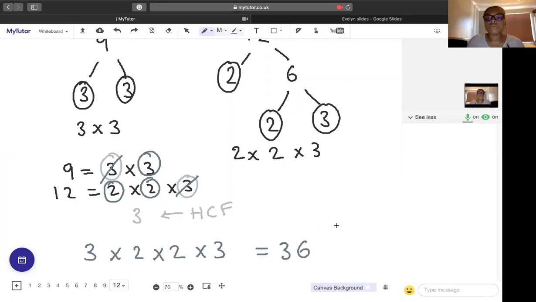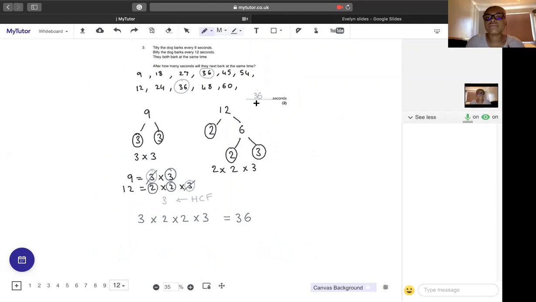So our lowest common multiple would be 36, and when we zoom out a little bit, we realize that that's already the number that we worked out. So we will always get exactly the same answer no matter which way that you do it, as long as you do it correctly.